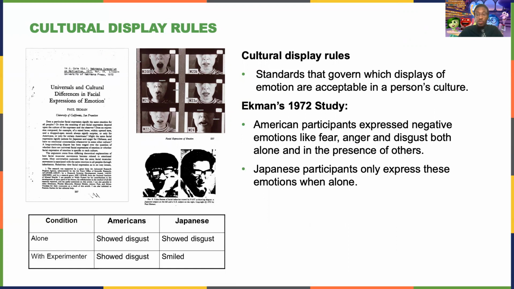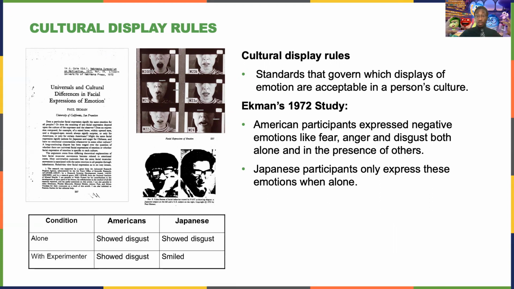videos of highly stressful situations under 2 conditions. Some participants watched the videos alone, and others watched them in the presence of an experimenter. And what they found very reliably was that American participants, when they viewed something that was stressful, expressed negative emotions like fear, anger, and disgust, both alone and in the presence of others. Whereas the Japanese participants only expressed those emotions of fear, anger, and disgust when they were alone. They didn't publicly show it on their faces when they are in the presence of others.